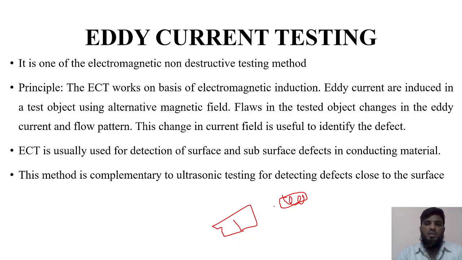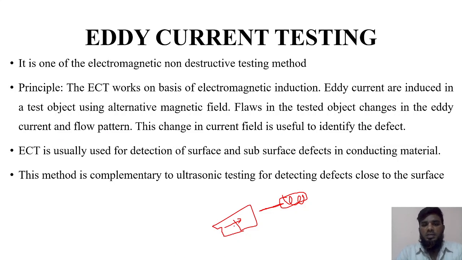I will bring this device near the test material, bring it close, take it away, bring it close, take it away. Because of that, when it breaks the magnetic field, there will be generation of electric current inside the test device. This electric current which is generated in this device is called eddy current. So the flaws in the test object change the eddy current and its flow pattern.